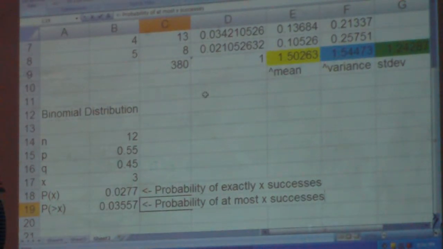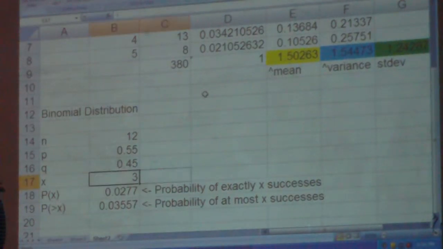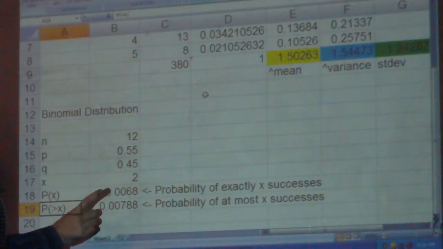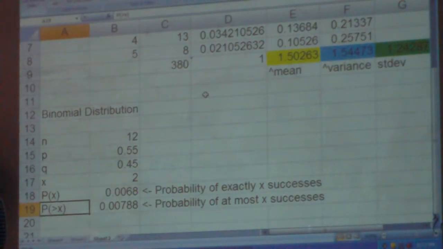So we could use this to answer part C, actually, right? It says part C, what's the probability that at most 2? You just change this to 2, and that is the answer for part C. The probability that at most 2 people think cashews are their favorite nut is 0.00788.